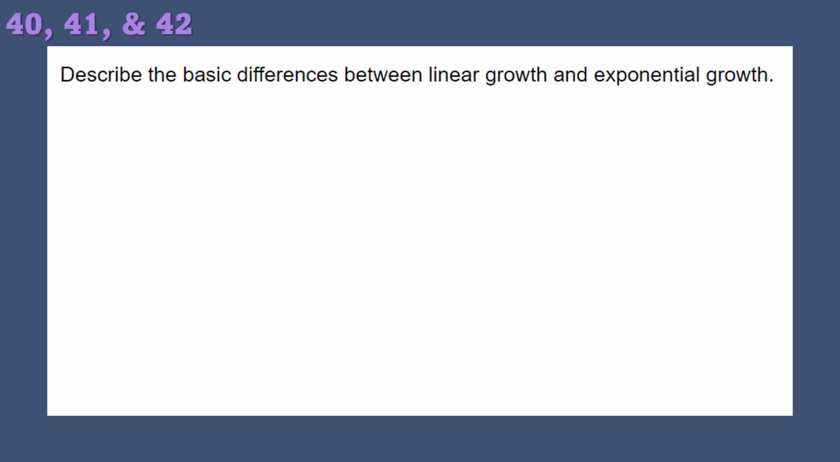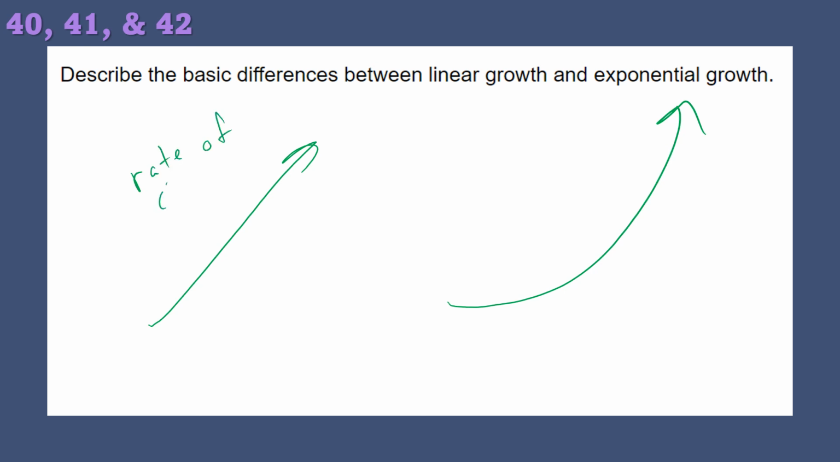Describe the basic difference between linear growth and exponential growth. First off, linear growth goes up in a line, and exponential growth is curved. That's the first thing. In other words, the rate of change is constant. So if I tell you I've got an investment that's going to make you $100 a year, then every year you'd expect to make $100. So that's like saying plus $100 each year. So every year you make $100.